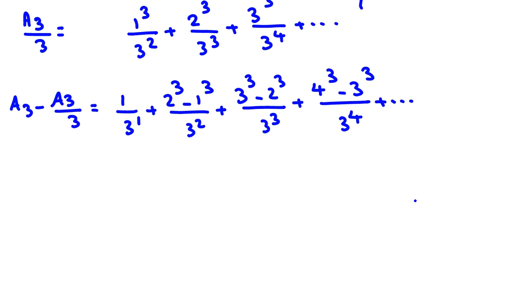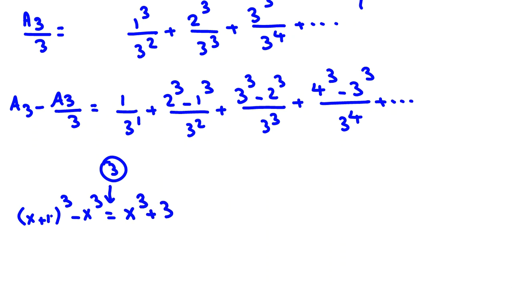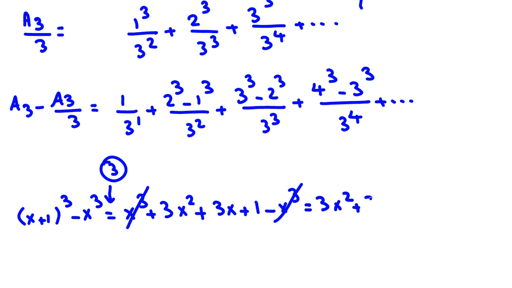Now we want to use the third identity. Here it is (x plus 1) cubed minus x cubed. If we use the third identity, which I told you in the beginning of the video and we proved, it will be x cubed plus 3x squared times 1, plus 3x times 1 squared, plus 1 cubed, minus x cubed. You cancel these two things and it will be 3x squared plus 3x plus 1.